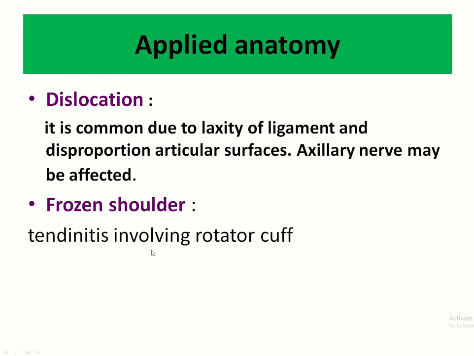Applied anatomy: dislocation is common due to the laxity of the ligament and disproportion of the articular surfaces. Axillary nerve may be affected. Another important functional anatomy is frozen shoulder and tendinitis involving the rotator cuff. So this is the brief description of the shoulder joint.